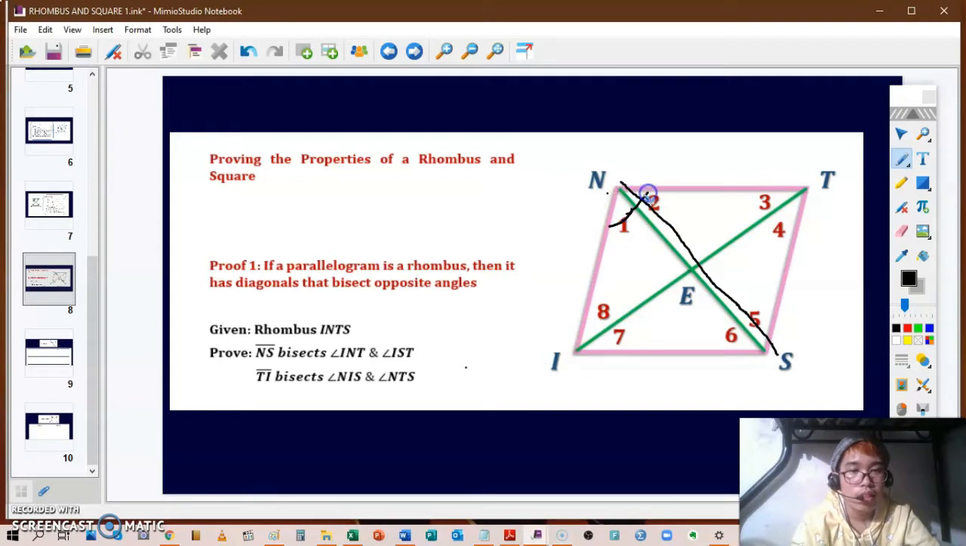So that means these angles 1 and 2 are congruent, 8 and 7 are congruent, 3 and 4 are congruent, and 6 and 5 are congruent. So those pairs of angles are congruent. We want to prove that using a two-column proof. And with our given here, we have a parallelogram that is a rhombus.